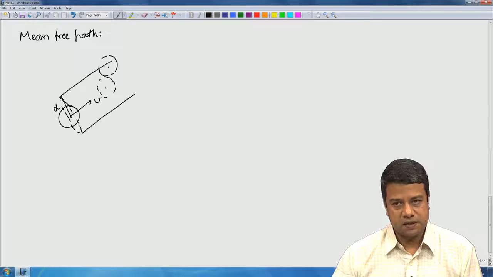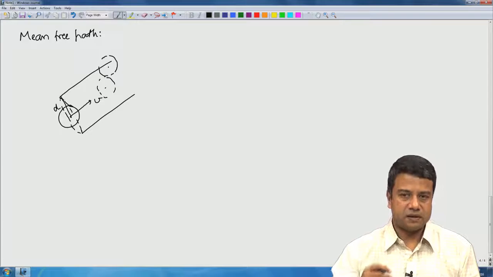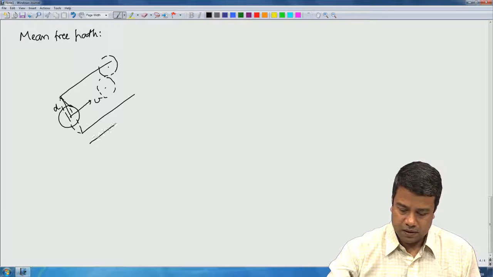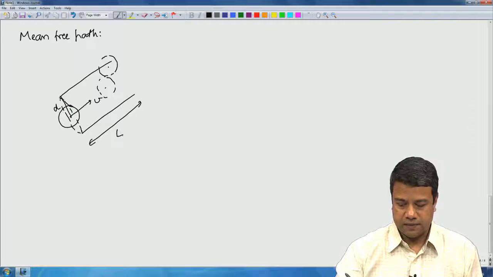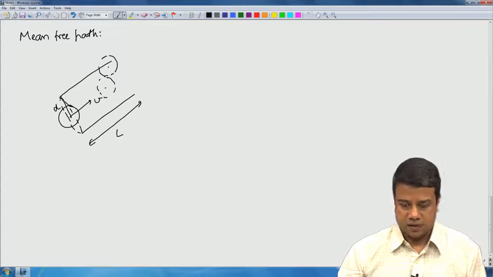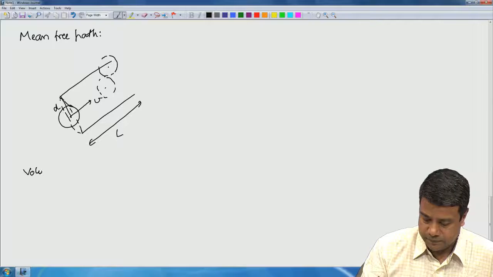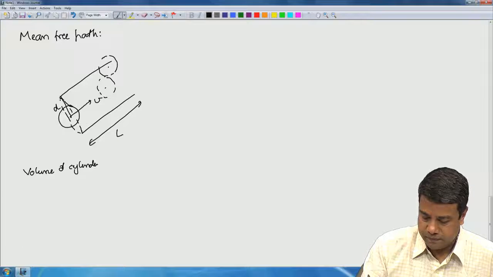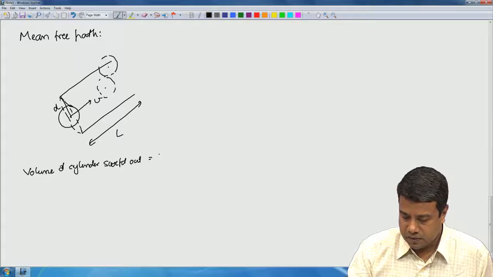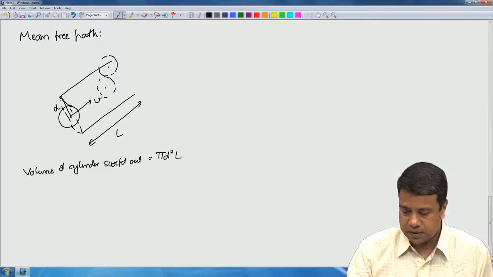So, it sweeps out a cylinder of cross sectional radius d and some length L. What is the total volume swept out in this cylinder? It is going to be equal to the cross sectional area pi d square times L.